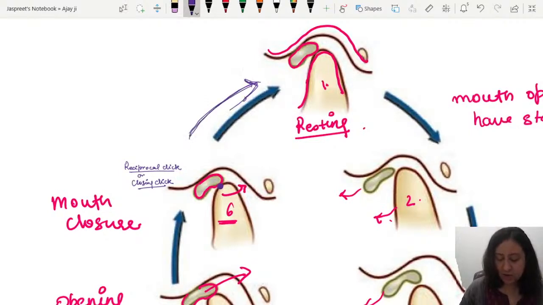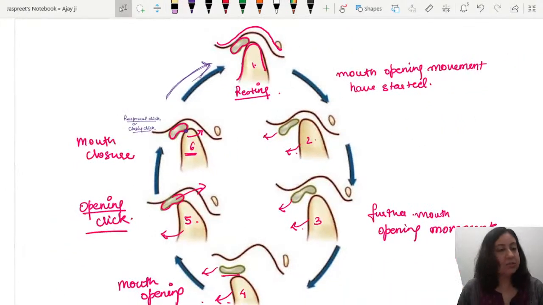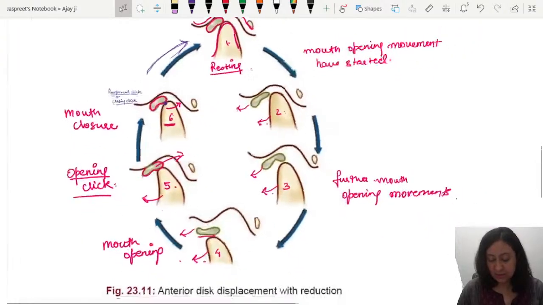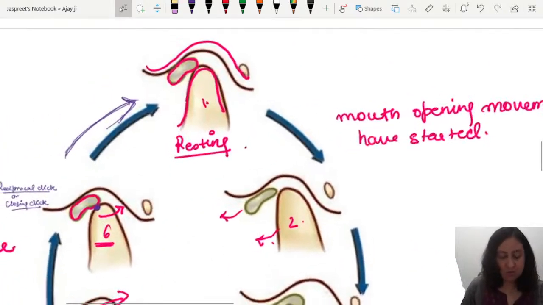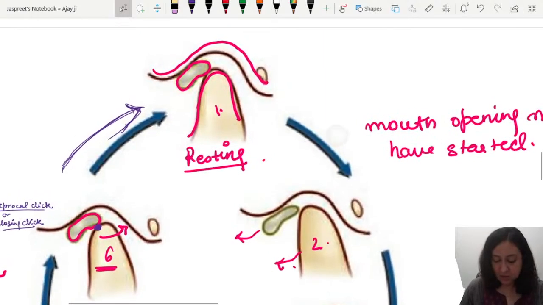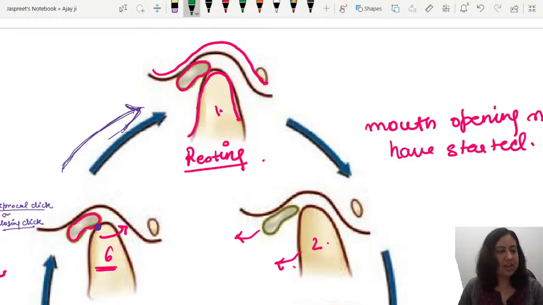Again, I am trying to tell you that these are not very technically correct diagrams. There are some discrepancies in this diagram, but I have taken the help of these diagrams to make you understand, because they are simple diagrams. So, anterior disc displacement with reduction, I am going to explain again, because I know this is a difficult topic for all of you to understand. So I am going to use another pen, a green colored pen.